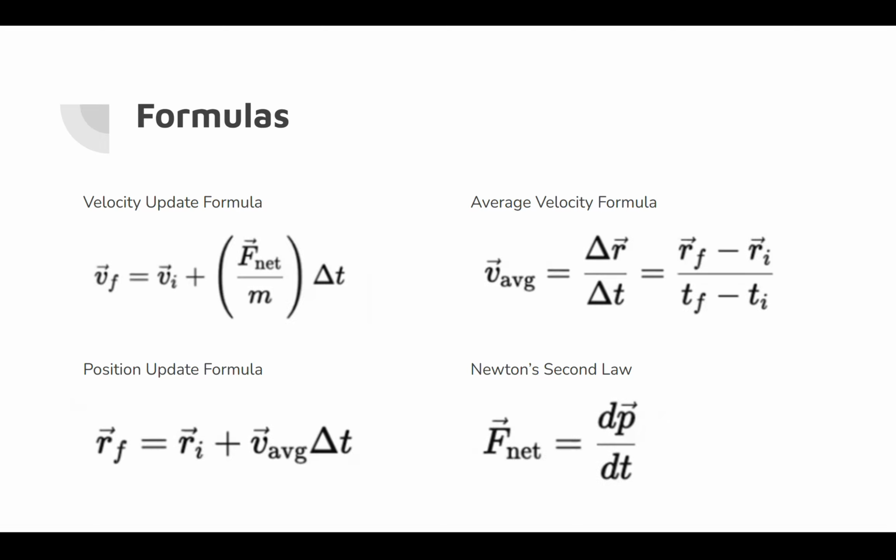We'll also have to use these four formulas. We have to use the velocity update formula, which is the most important one in my opinion. We also use the average velocity formula, the position update formula, and Newton's second law. The velocity update formula basically says that if the net force acting on the system is zero, then the velocity does not change. So we have to use that and plug it into our position update formula, essentially.